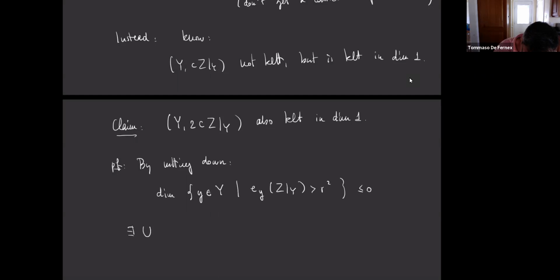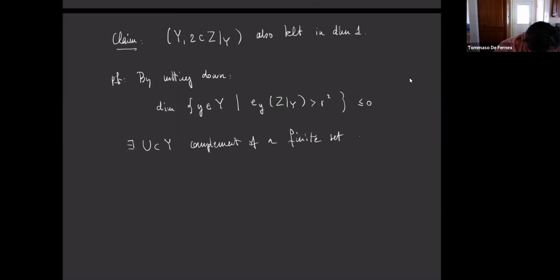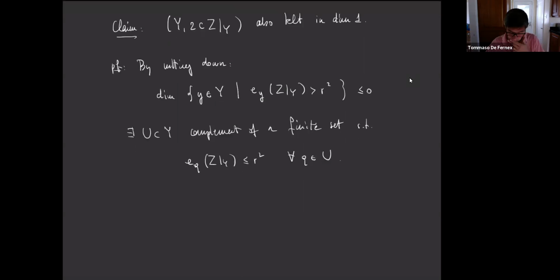So maybe write it this way. There exists an open set U inside Y, which is a complement to a finite set, such that the multiplicity EQ of this scheme is less or equal than R squared for every Q in U. Okay, just avoid the points of high multiplicity, and that has to be finite. So it's a finite set.